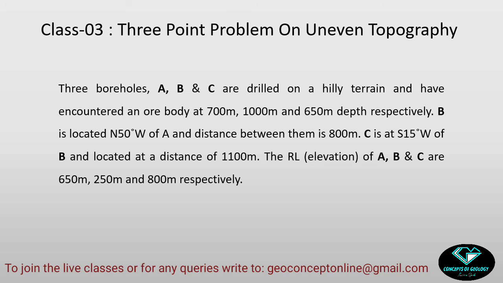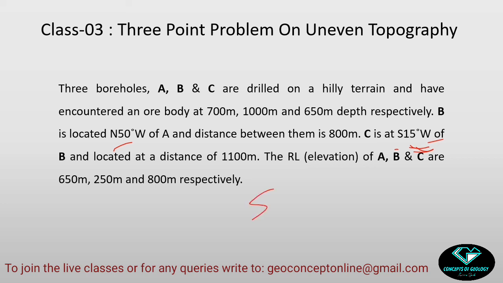So here also 3 boreholes are given, A, B and C. You plot their location according to the instructions given. One thing you may find confusing here is the direction mentioned. It is written south 15 west. That means what? 15 degree west of south. Remember this, south 15 west means 15 degree west of south. North 15 west means 15 degree west of north. These are called the quadrant bearing system.